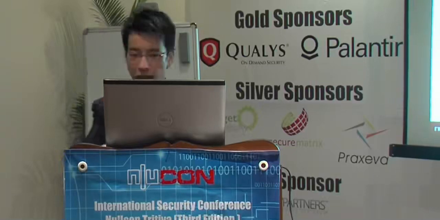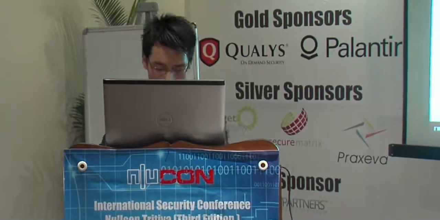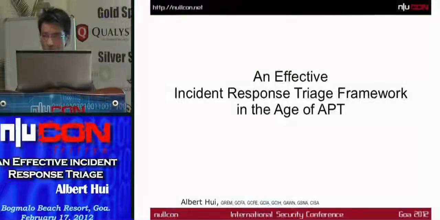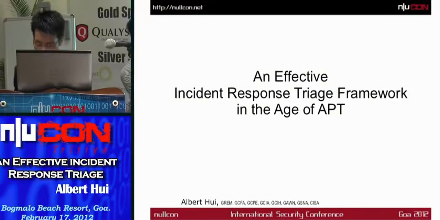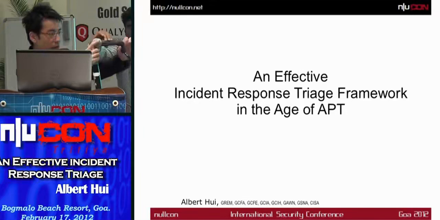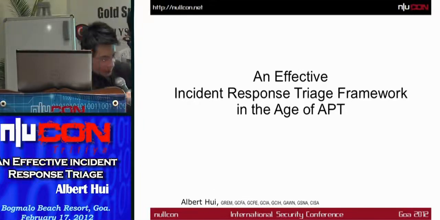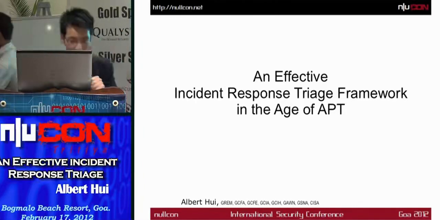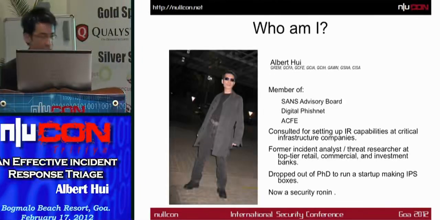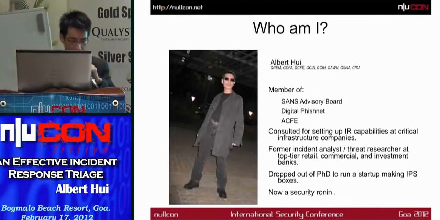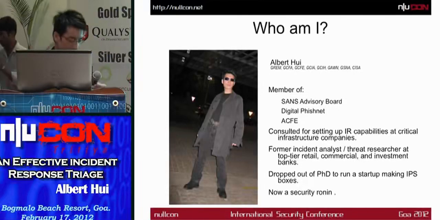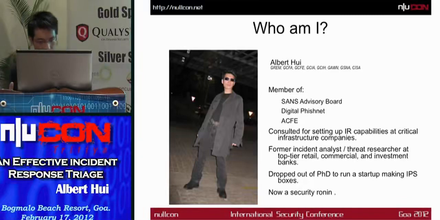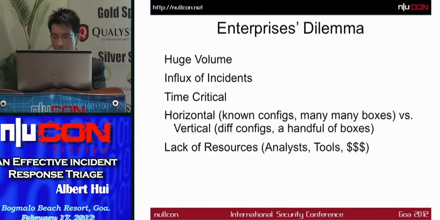So before we put out the context of where all these triage things come in, first, I want to talk about the enterprise's dilemma. Large organizations, when they deal with these modern threats of APT, start to have new challenges that they have to overcome. Back in the olden days, when malware and attacks and hacks on the internet were not so prevalent, a lot of companies may be able to get by on a case-by-case basis.